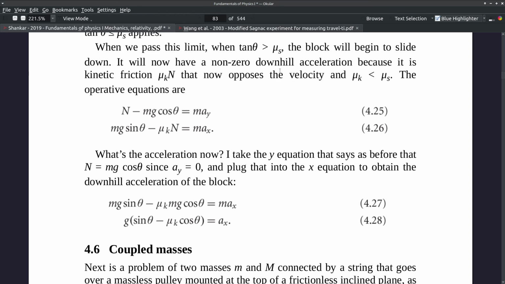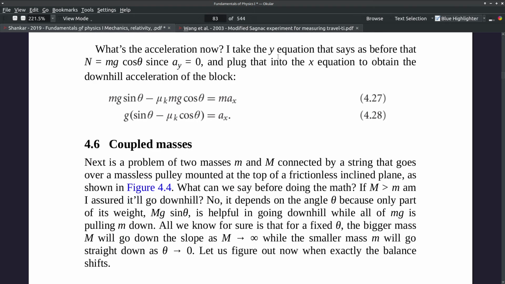It will now have a non-zero downhill acceleration, because it is kinetic friction, mu k times n normal, that now opposes the velocity, and mu k is less than mu S. The operative equations are n minus mg cosine theta equals may, and mg sine theta minus mu k n equals max. What's the acceleration now? I take the y equation, which says as before that n equals mg cosine theta since ay equals 0, and plug that into the x equation to obtain the downhill acceleration of the block. mg sine theta minus mu k mg cosine theta equals max. g times sine theta minus mu k cosine theta equals ax.